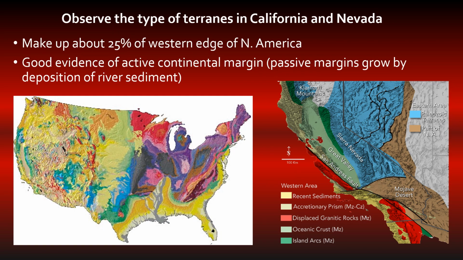And these exotic terrains make up about 25% of the western edge of North America. They're a really good example of an active continental margin, as we know there's subduction happening with the Pacific plate underneath the North American plate, because we still have active volcanism on the west coast. None of you, well, maybe some of you are old enough to remember Mount St. Helens. I was a little kid, but there are still active volcanoes from that subduction.